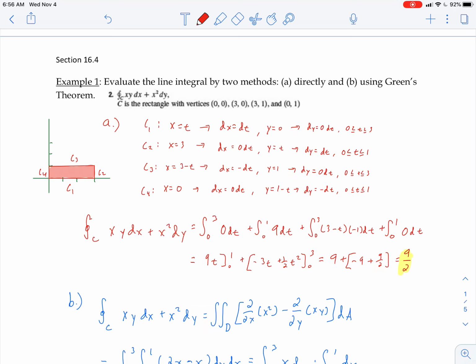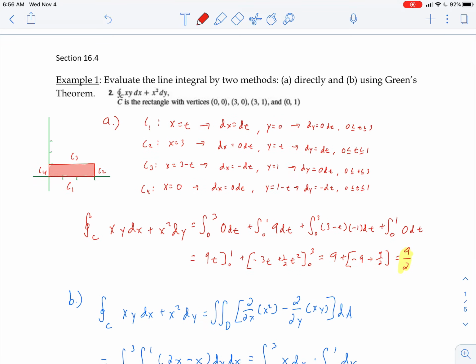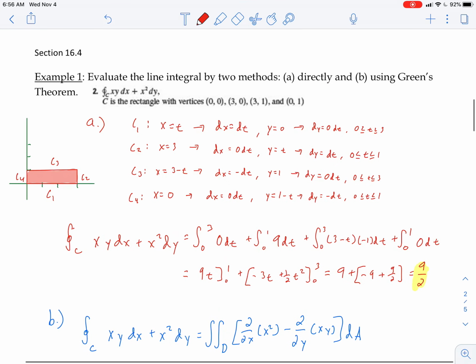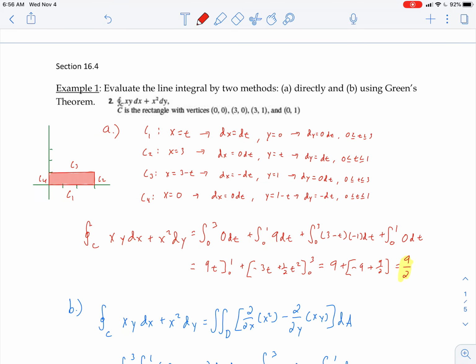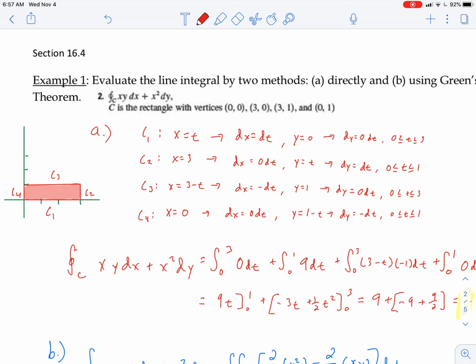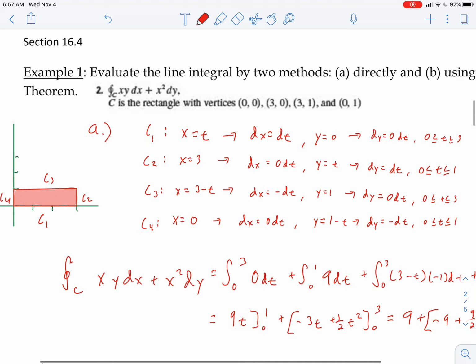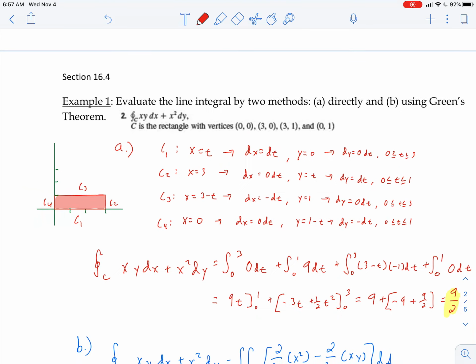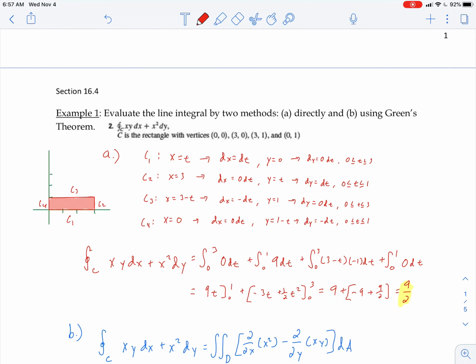I'm not going to spend too much time going over A, just because we already know how to do these directly. Here we have our integral, and we know that it's on a simple closed curve because of the notation that it gives us: the integral with the circle through it. Our function is xy dx plus x squared dy, where C is the rectangle with vertices 0, 0, 3, 0, 3, 1, and 0, 1.